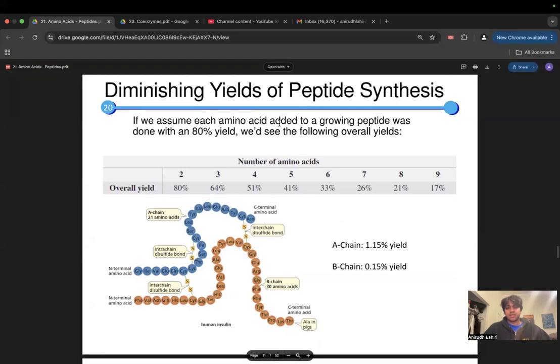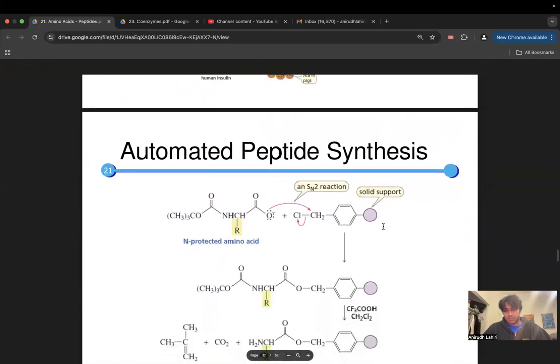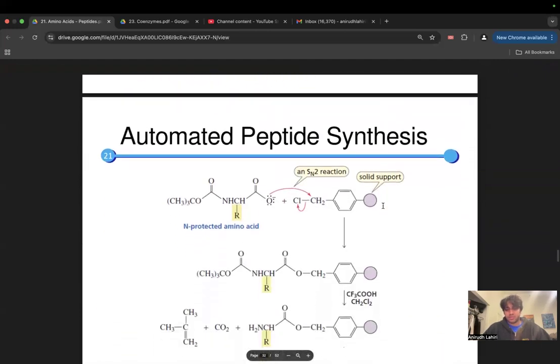Cool. Okay, diminishing yields of peptide synthesis. If we assume each amino acid added to a growing chain was done with an 80% yield, we'd see the overall yields, right? 80 times 80 is 64. 64 times 80 is 51. So the yields are really bad, right? If we wanted a chain of even 10 amino acids, that's less than a 15% yield. Let's not even consider having a chain of 20 or 30. That's a 1% yield or 0.15% yield.